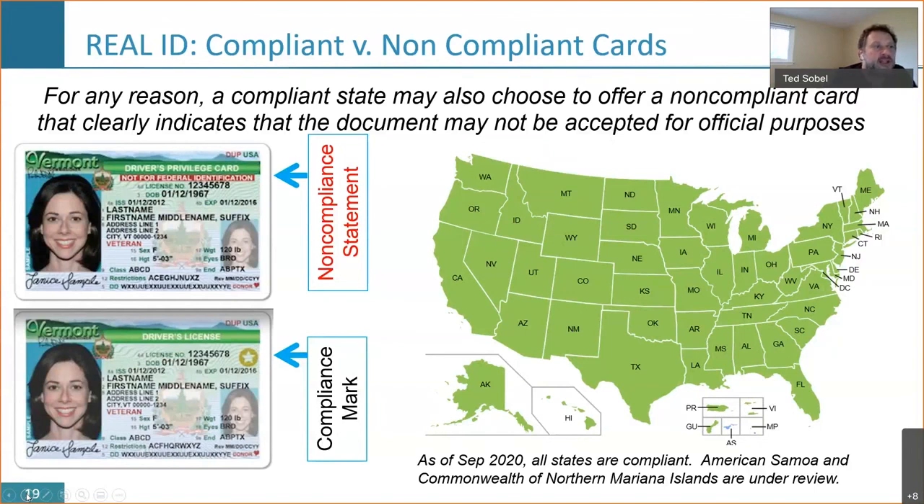Non-compliant cards will lack the Real ID star and include a statement similar to "not for federal identification." In the mDL world, a digital marker will be used to distinguish between a compliant and non-compliant mobile driver's license. So whether a physical card or a digital ID, it is up to the relying party to determine what to accept.